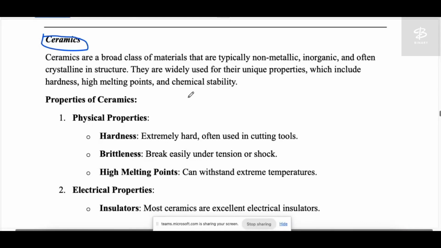On that basis, you have different kinds of materials like the ceramics. If we talk about metal and non-metal as well, ceramics are a broad class of materials that are typically non-metallic. So you have a category of metal and non-metal, and in non-metal, you have another category of ceramics, and inorganic.